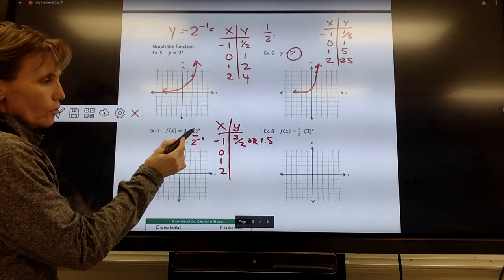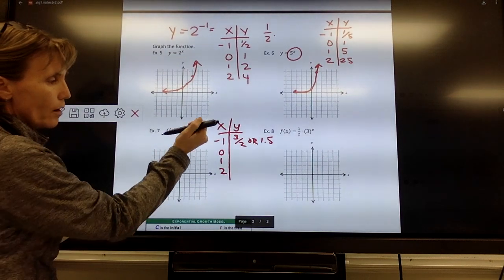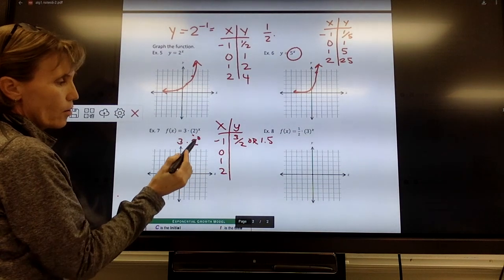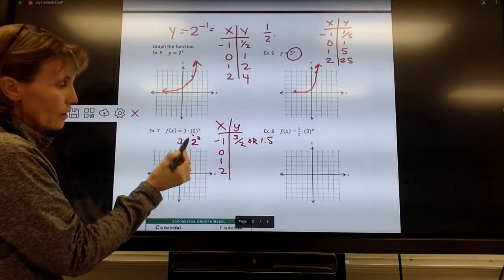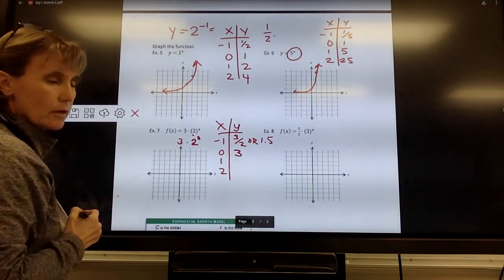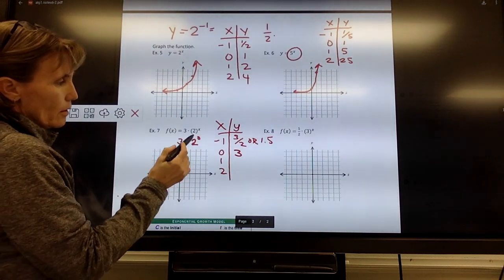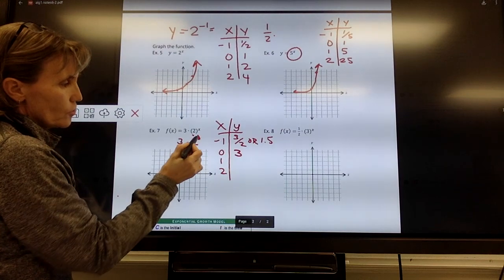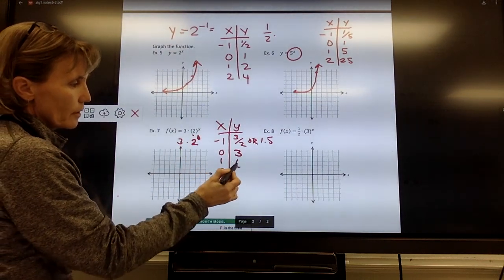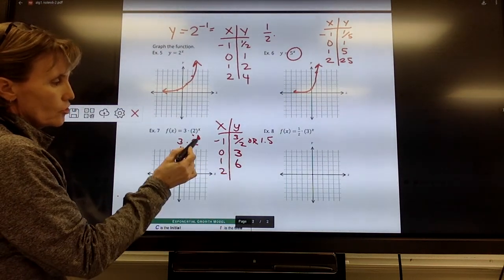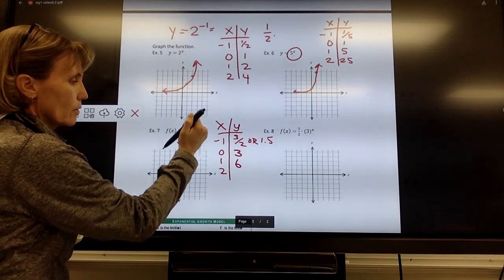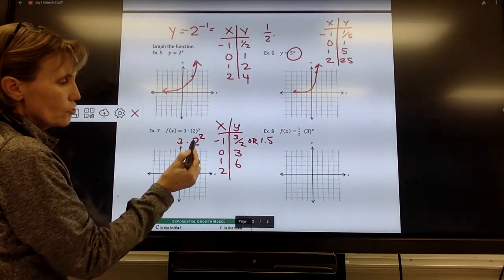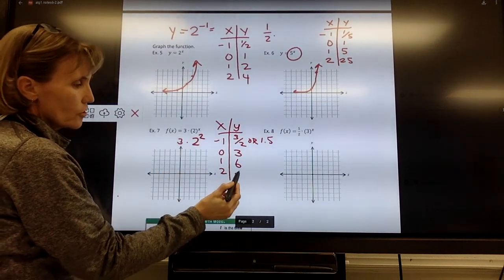When I put a 0 in here, that's 2 to the 0 power. Well, 2 to the 0 power equals 1 times 3, and you get 3. Okay, if I put a 1 in here, 2 to the first power is 2 times 3, that becomes 6. And if I put a 2 in there, we've got 2 to the second power, that would be 4, times 3 is 12.